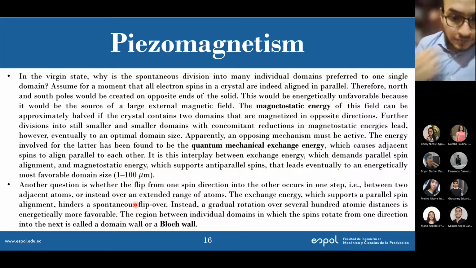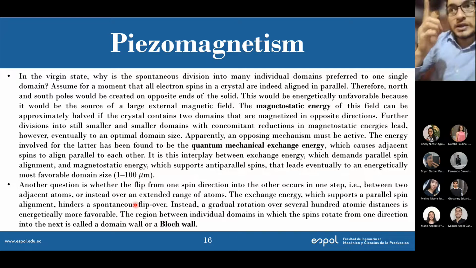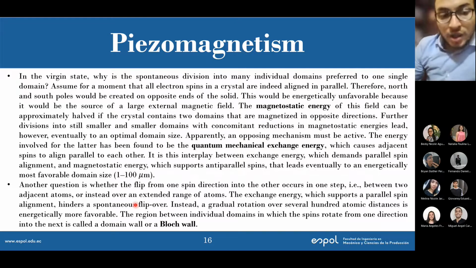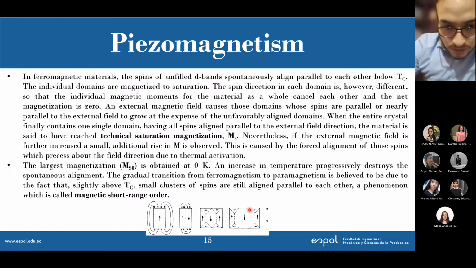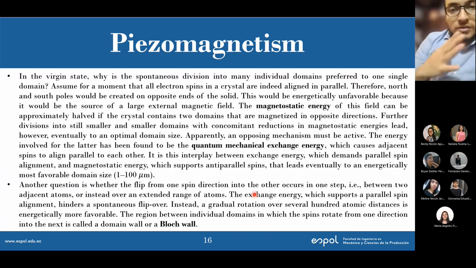That region between domains in which the spin is rotating from one direction to the next is called the Bloch wall. Remember? So this line here is called the Bloch wall, because it's literally a wall in which the spins will start rotating and will eventually flip over completely to the opposite direction. Okay?